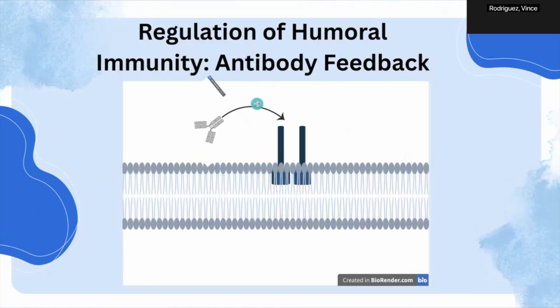Regulation of humoral immunity: antibody feedback. This is a mechanism that stops B cell activation, reducing antibodies. The antibody will first bind to an antigen, and the antigen antibody complex will then bind to the BCR and to the Fc receptor, which is right here, which will cause the B cell to stop the activation of secreting antibodies. This prevents autoimmune diseases from occurring.